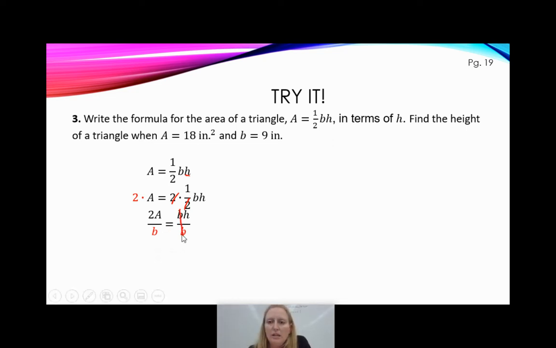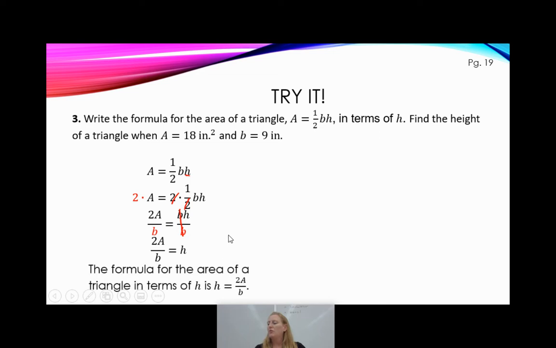So now it looks like I found the formula in terms of H. That means the formula for the area of a triangle in terms of H is H equals 2A over B, remembering that H is the height, A is the area, B is your base. So now let's find the height.